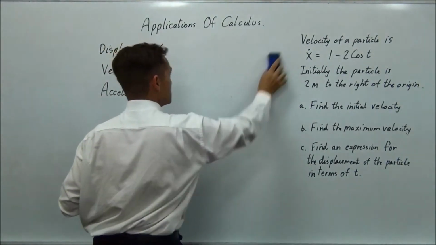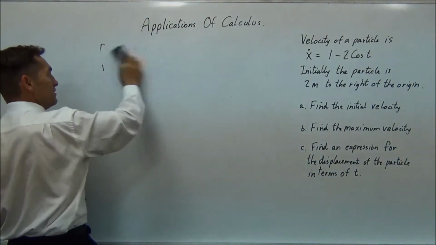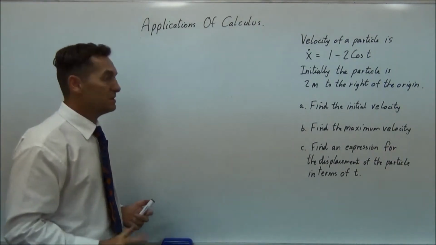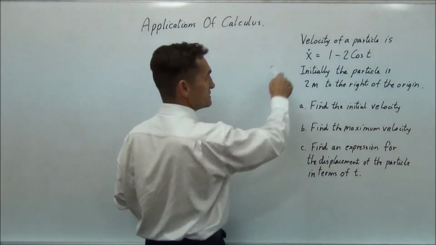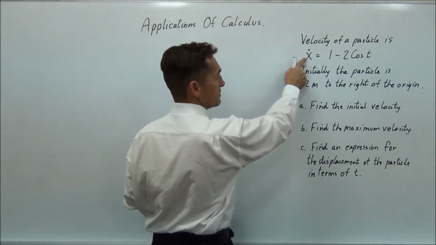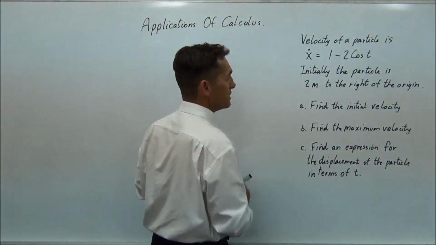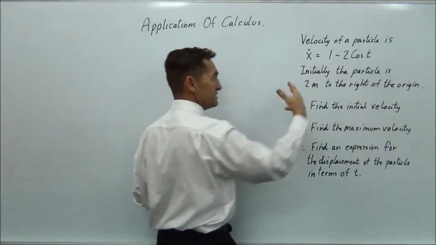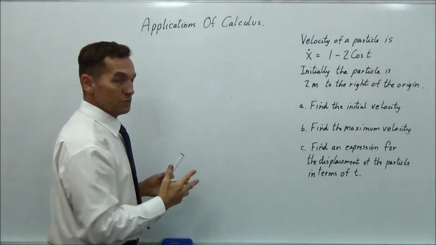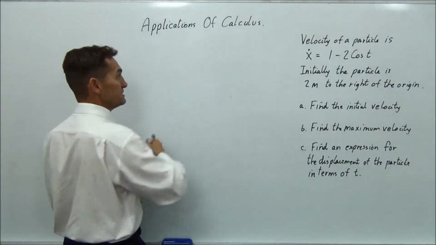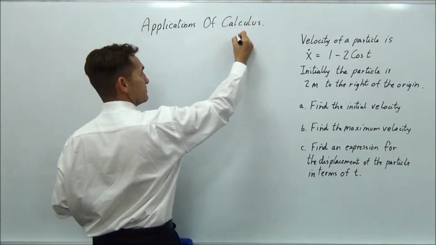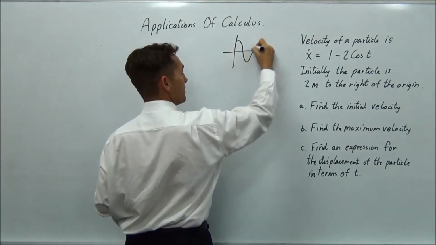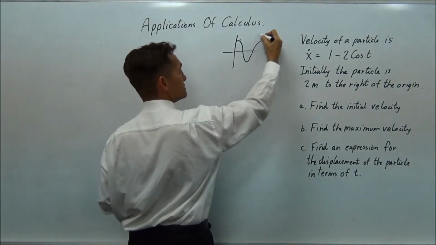So let's have a look at this example, and this will be typical of a textbook type example, possibly an exam question. So let's have a go at it. Velocity of a particle is x dot equals 1 minus 2 cos t. Whenever you get cos and sine as velocity or acceleration or even displacement, we'll just look at a cos curve. It doesn't matter whether you look at cos or sine. You're looking at something which changes and goes up and down.